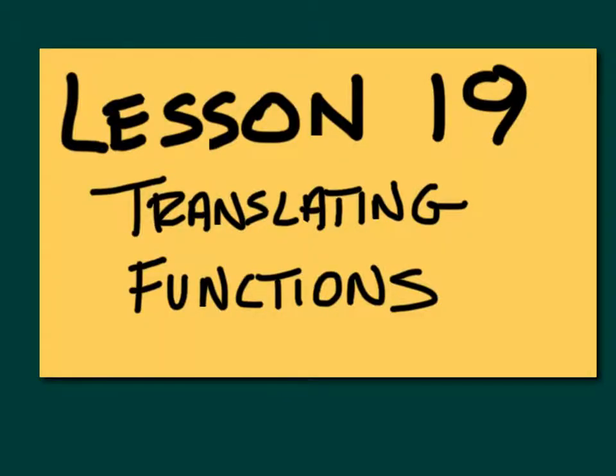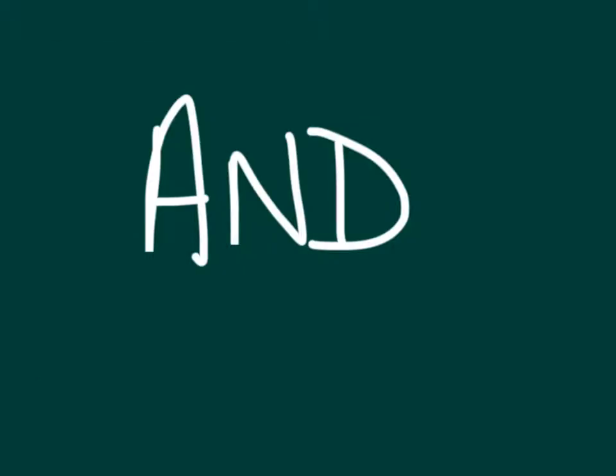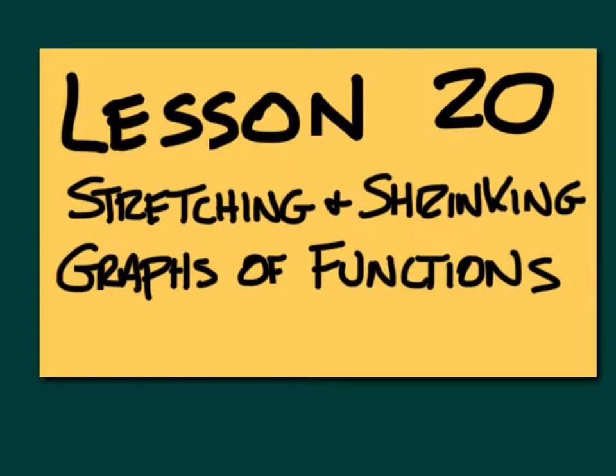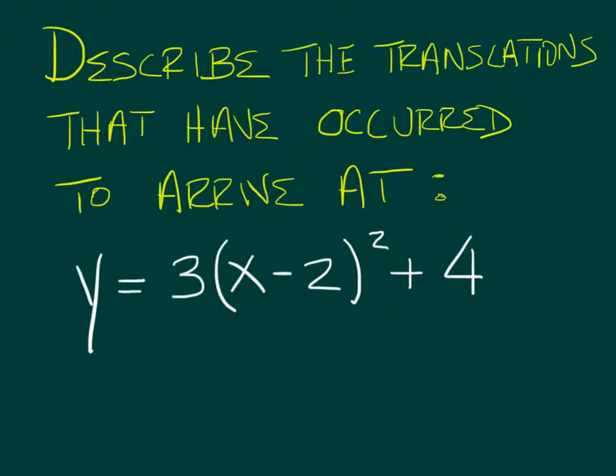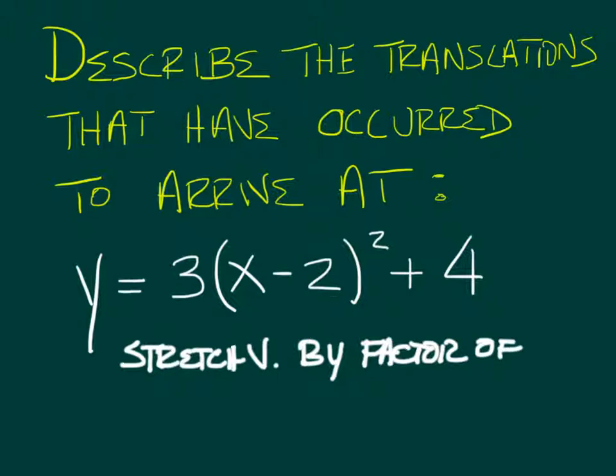Lesson 19, translating functions. Here are the important items you have to remember from that. And also, Lesson 20, stretching and shrinking graphs of functions. We're going to combine those into 2 on the review. Describe the translations that have occurred to arrive at the following. This one has been stretched vertically by a factor of 3. It goes to the right 2, and it goes up 4.